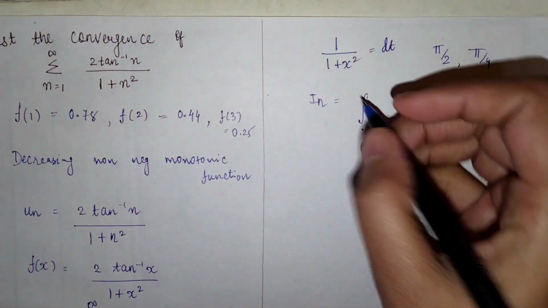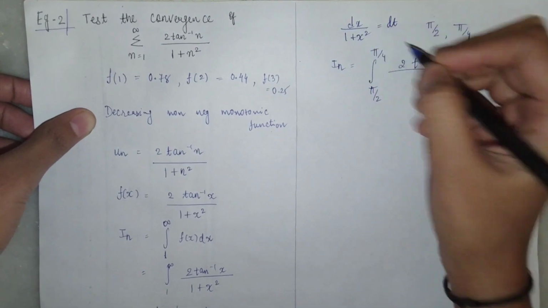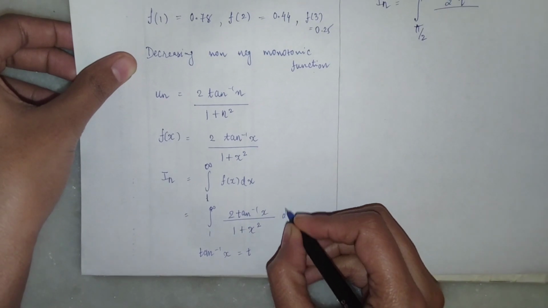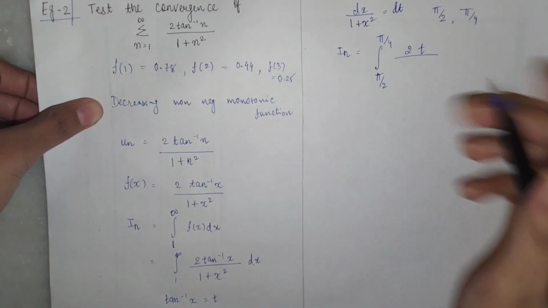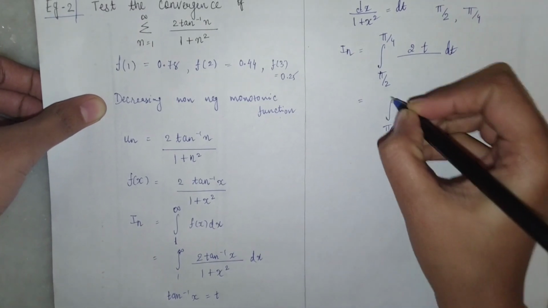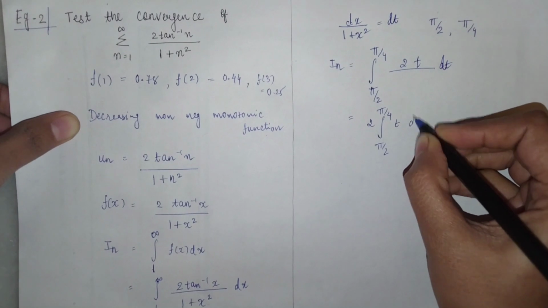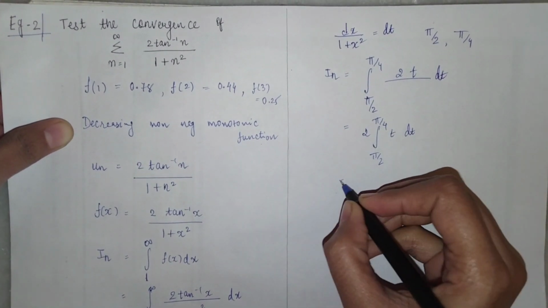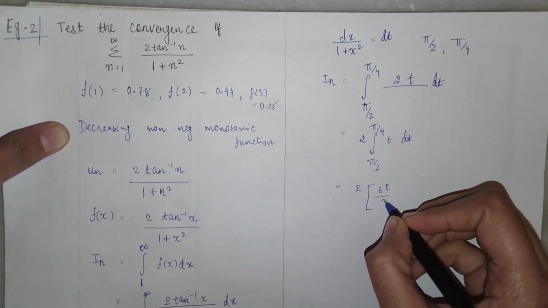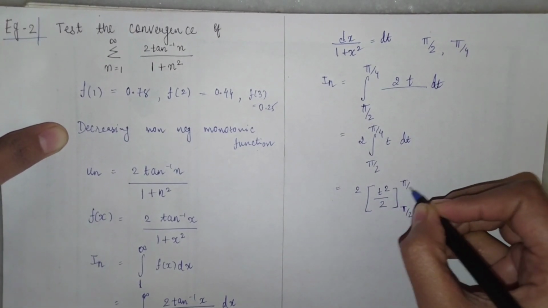Okay, so here we have dx by 1 plus x square equal to dt. So in place of this term we can write directly dt. So we got pi by 2 to pi by 4. If we write 2 outside, then it is t dt, and now integrating, the integration of t is t square by 2, and the limit will be pi by 2 to pi by 4.